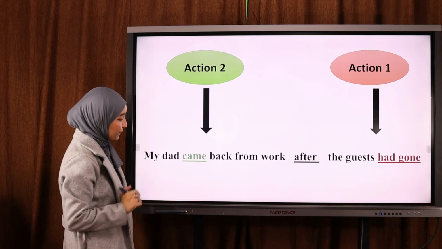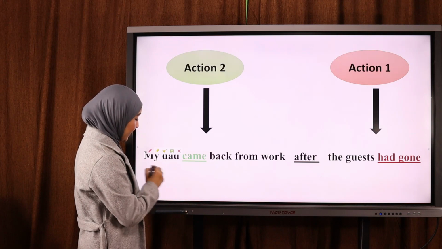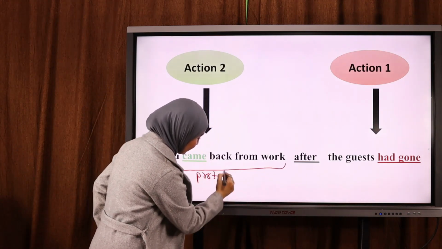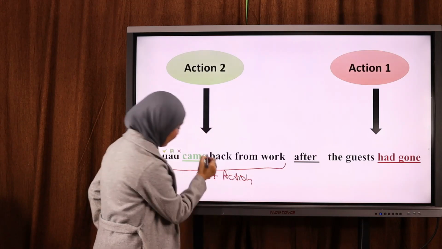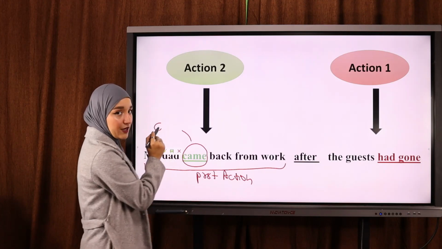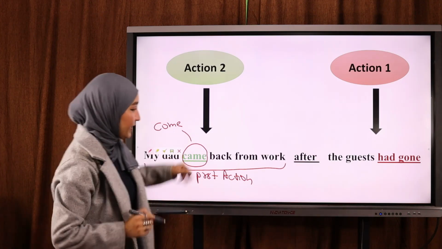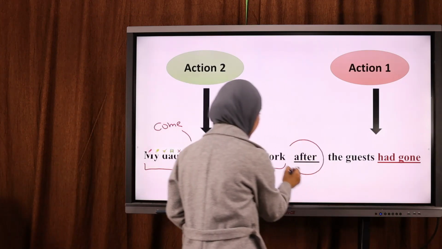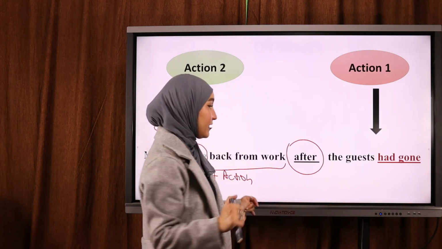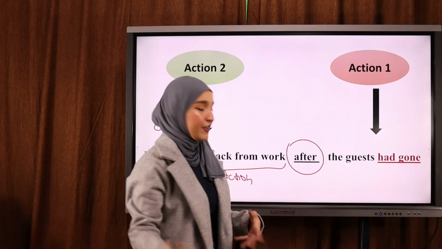So if you can take a look at the verb here in this action, because this action happened in the past, this is a past action. I have my verb here, came. So came is an irregular verb. The infinitive is come. Okay, come, came. After is another signal word. Okay, you can easily identify the tense of the verb from it.